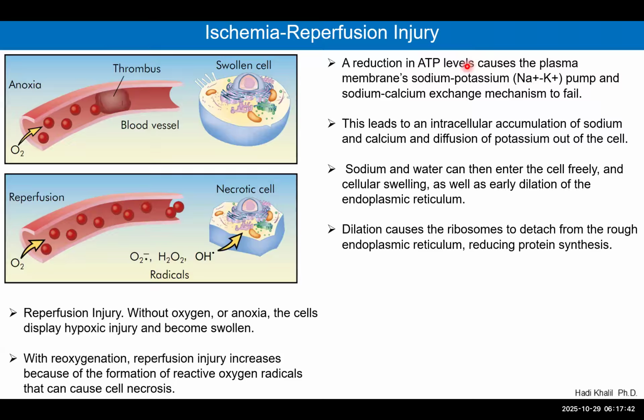The issue is that at this point, we have another player that comes to the show. Normally the levels of the reactive oxygen species are very low, but now they become very high. So we have another imminent threat to the cell that we have to deal with, which is the reactive oxygen species. Okay, is this clear?